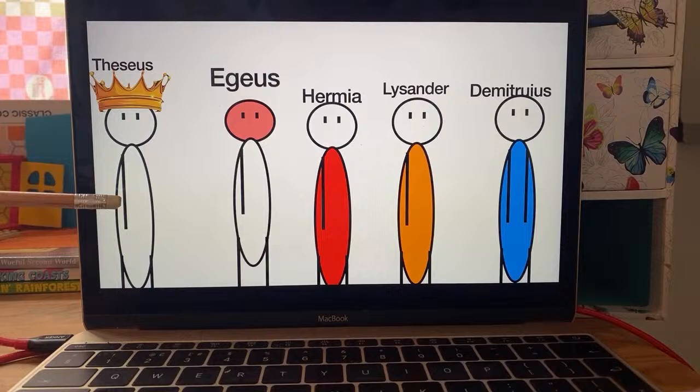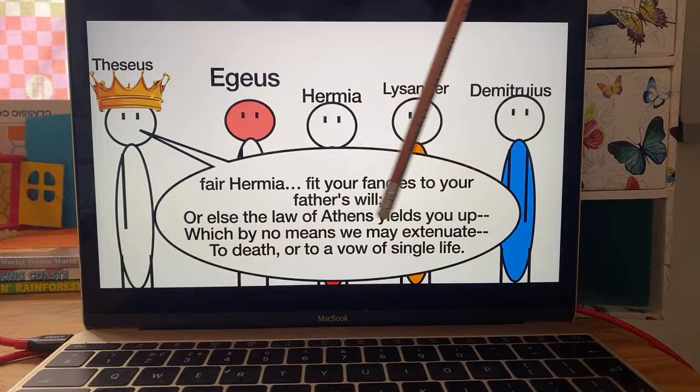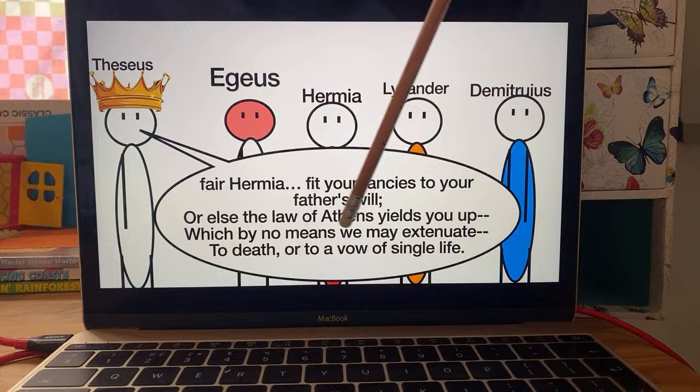And then Theseus says something interesting as well in terms of power. "Fair Hermia, fit your fancies to your father's will, or else the law of Athens yields you up, which by no means we may extenuate to death or to a vow of single life." He's using "we" like queens say "we", so he means him. Extenuate means kind of make less. So what he's saying is, I cannot make less the law of Athens. Like, it was the law, apparently.